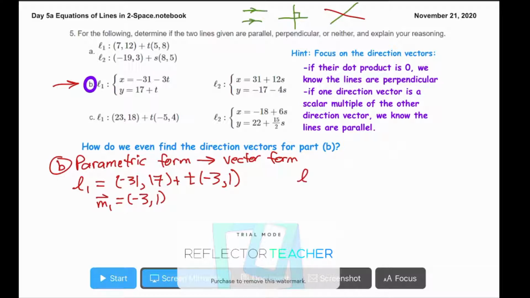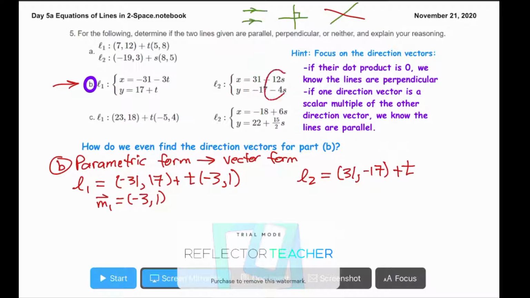And for line 2, we're going to take our x component, or our initial position components here. So 31, comma, negative 17, plus our parameter.